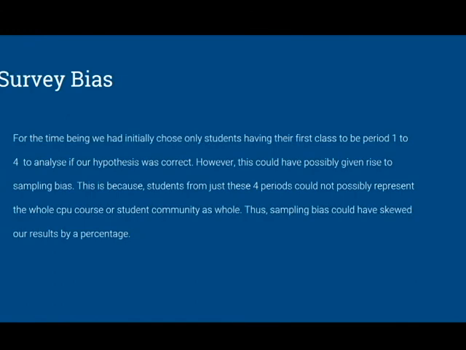For the last part, we have a survey bias in our research. We initially chose only students having their first class in period 1 to period 4 to analyze if our hypothesis was correct. However, this could have given rise to sampling bias. This is because students from just these four periods could not possibly represent the whole CPU community. So there could be a sampling bias that has skewed our result by a percentage.